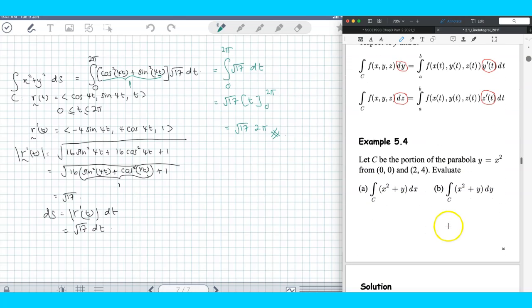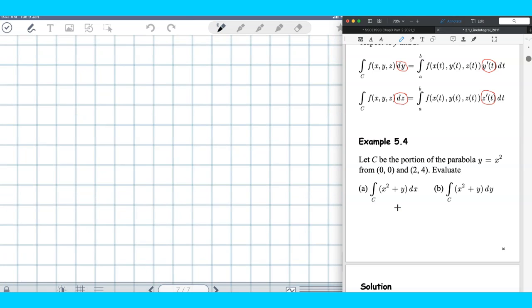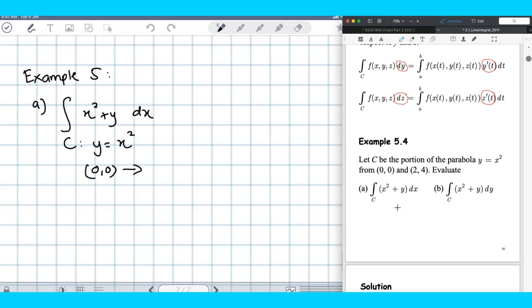Okay, now look at example 5. Look at part A. We want to evaluate the line integral where you have x squared plus y with respect to only x over the curve C. The curve C here is the portion of the parabolic curve, and along the parabolic curve, it starts from the point 0, 0 to the point 2, 4.